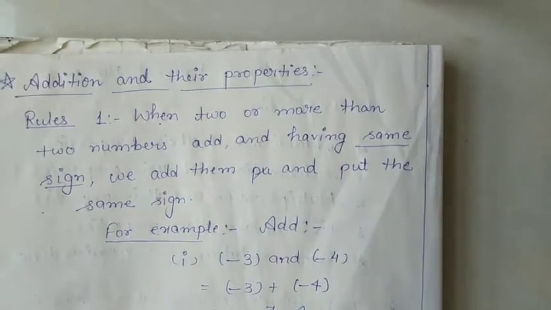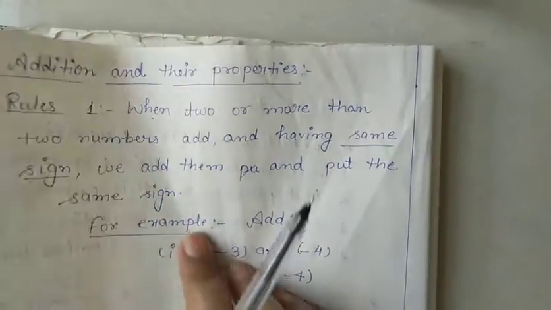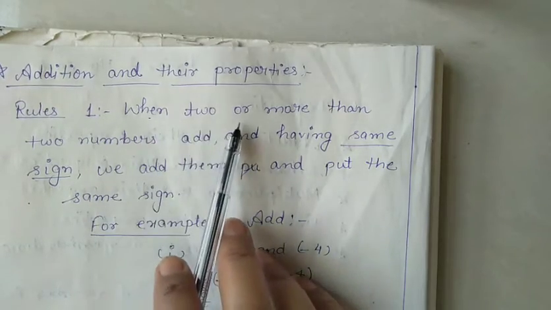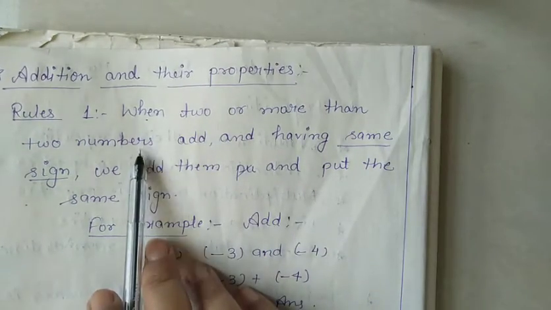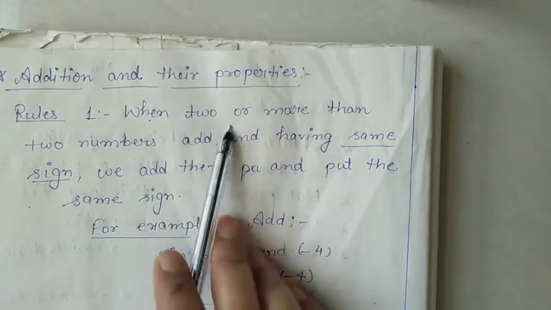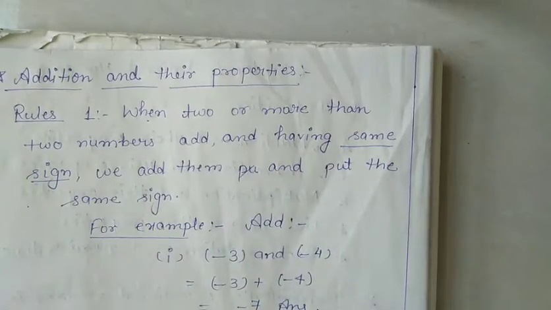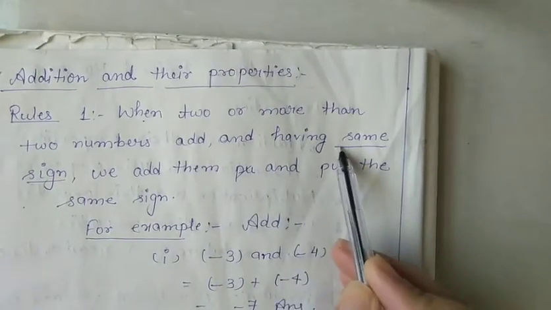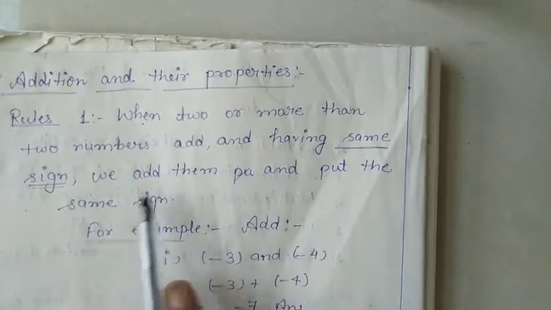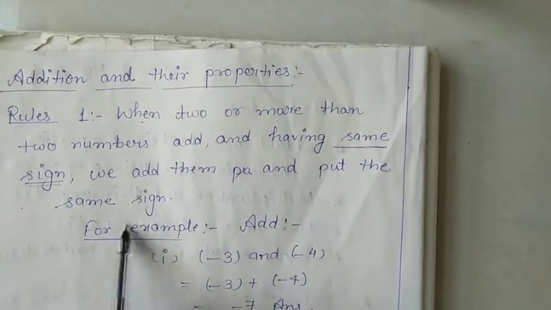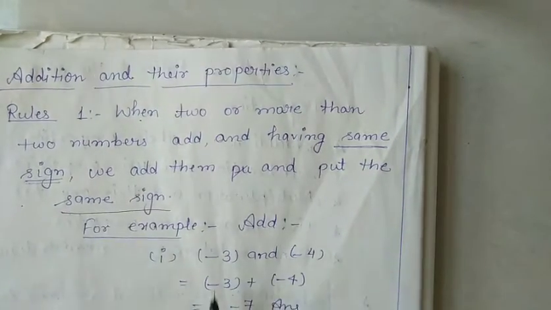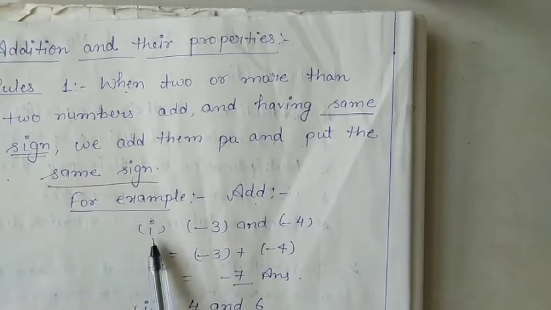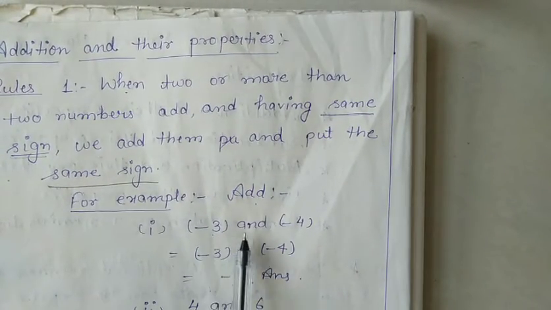Now addition and their properties. Here are some rules. First rule: when two or more than two numbers add and having same sign, I underline the same sign, we add them and put the same sign. It means, for example, add first minus 3 and minus 4.